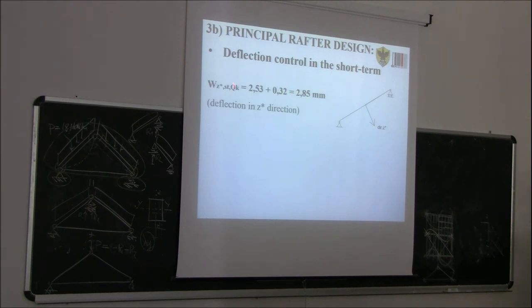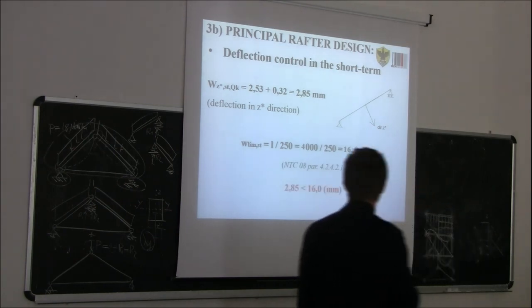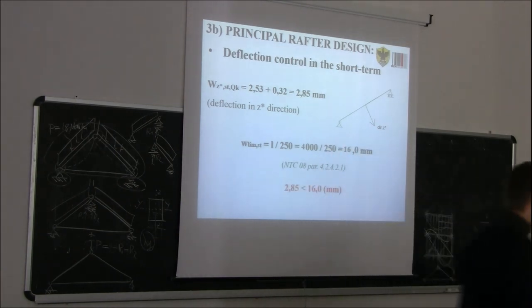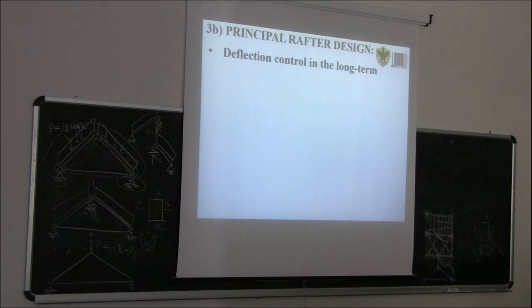And so if we sum up those two deflection components, we get a deflection of 2.85 millimeter. The limit is the length divided by 250, so 16 millimeter. As you can see, we are far away. So for this kind of structure, the deflection is far away from the limit in terms of short-term deflection. Then we need to control the deflection in the long term.